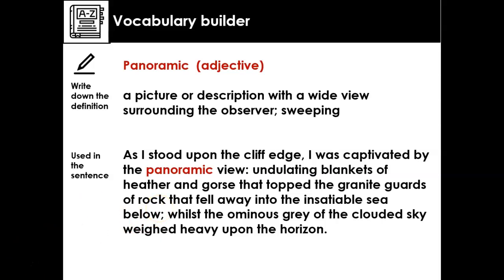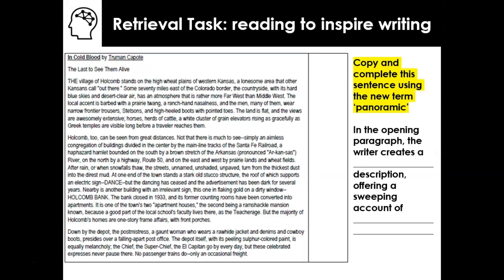We're going to see it applied in a slightly different context. If you remember last lesson, we introduced this reading task to inspire our own writing, this extract from Truman Capote, In Cold Blood. Now, we want to copy and complete this sentence using the new term panoramic. I'm going to talk you through the sentence and look at the text again with you. I'm going to see how we can use panoramic not just when we're being descriptive, but when we're analysing what writers have done. It says here, in the opening paragraph, the writer creates a blank description offering a sweeping account of.